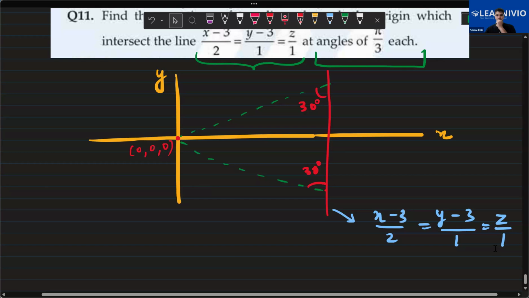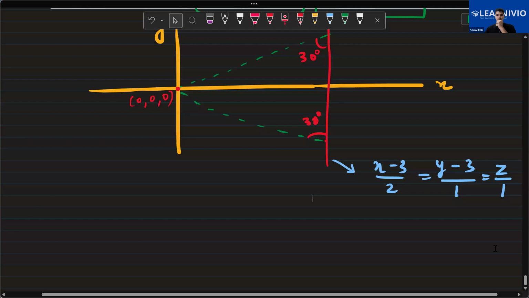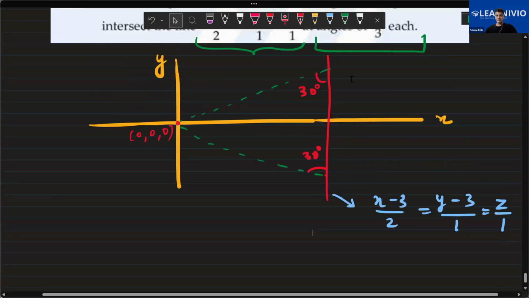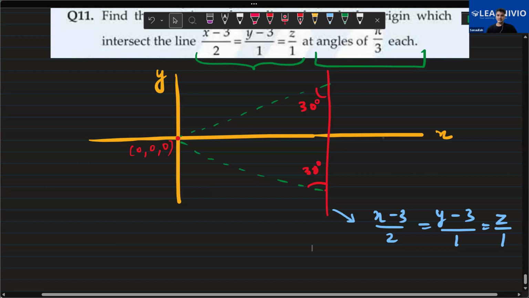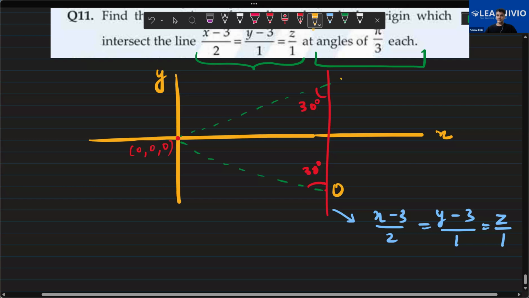Okay, so we have to take any point on this line. Let's give some name to this point. Let's say this is O and this is P.